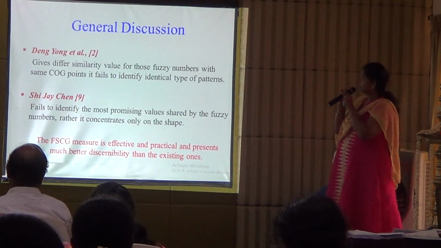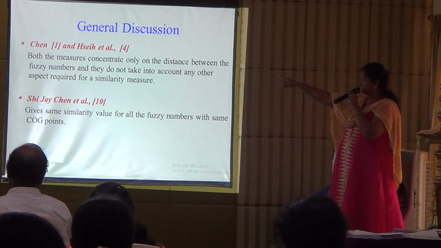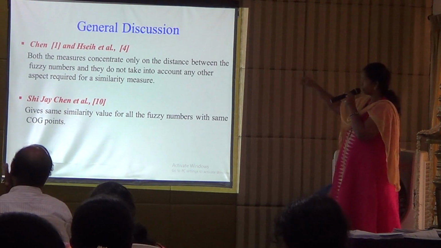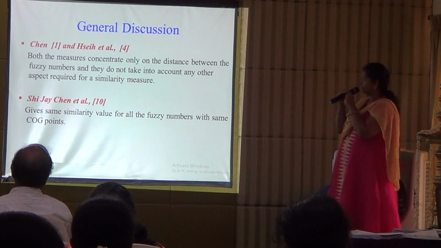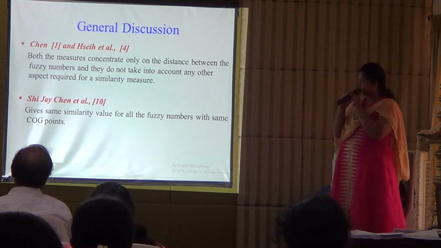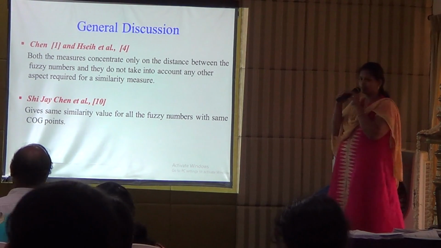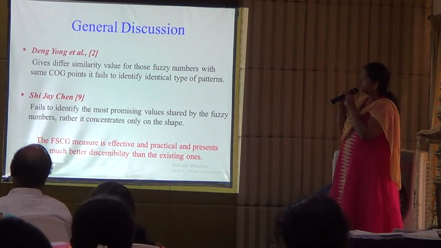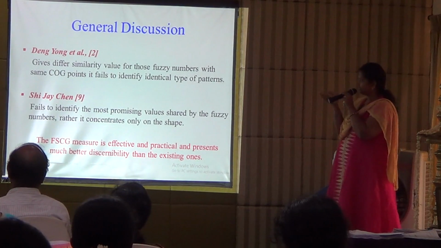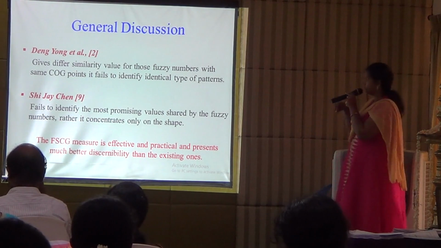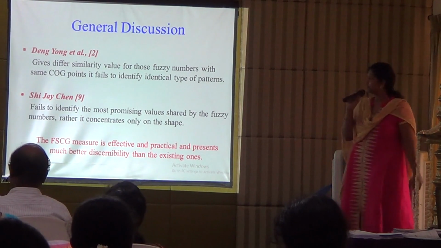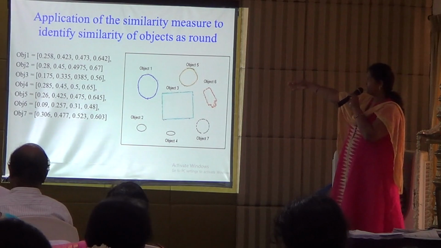The first, Chen and Hsieh, both measures concentrate only on the distance between the fuzzy numbers. They do not take into account any other aspect required for a similarity measure. Chen gives the same similarity value for all fuzzy numbers with the same COG point. Dengyong differs in similarity value for fuzzy numbers with the same COG, and it also fails to identify identical types of patterns. And this is an application.